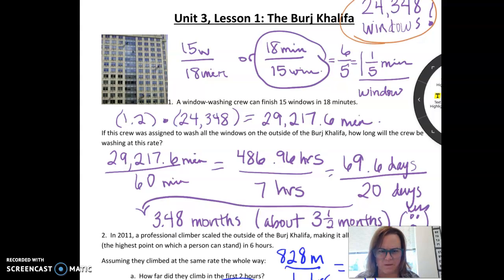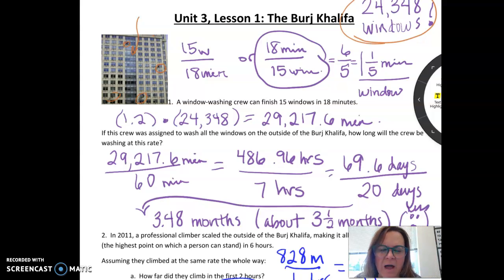So here's what we know. We know that a window washing crew, and if you look closely at this picture, you can see the crew in here. There's one guy, there's a guy, there's a guy, I think there's a guy, there's a guy. So the crew, it's a whole crew, they can finish 15 windows in 18 minutes. So that's the rate that we're going to use.